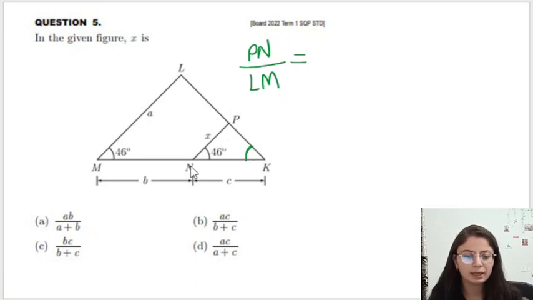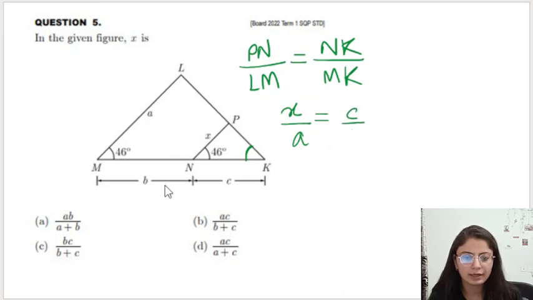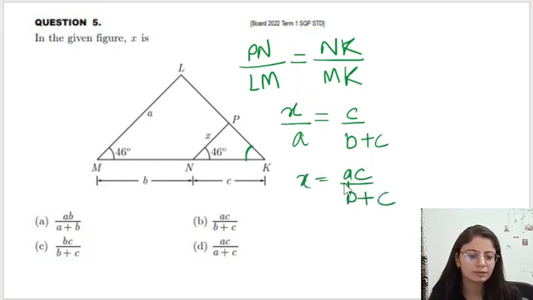So I have picked PN from this smaller triangle and LM from this larger triangle. The ratio of these two sides would be equal to NK, which is C, by MK, right. अब PN क्या है अपने पास, PN is X and LM is A, equals NK, this is C, and MK which is B plus C, right. यहां से x की वैल्यू क्या आ जाएगी, क्रॉस मल्टीप्लाई करेंगे, सो x equals AC upon B plus C. So which is the correct answer? So B part would be the correct answer, right.